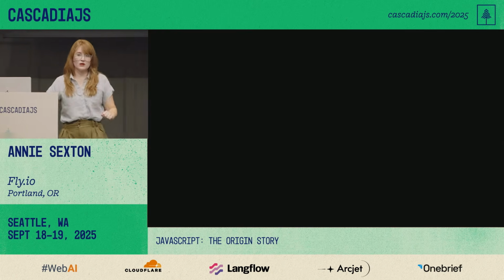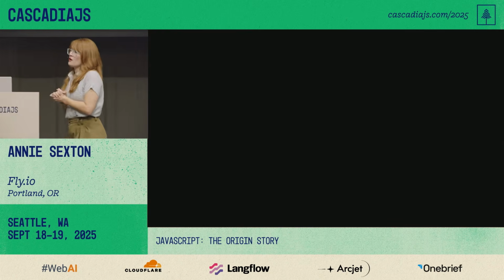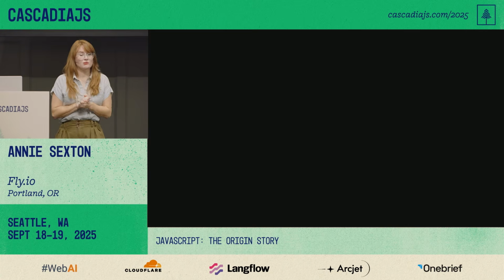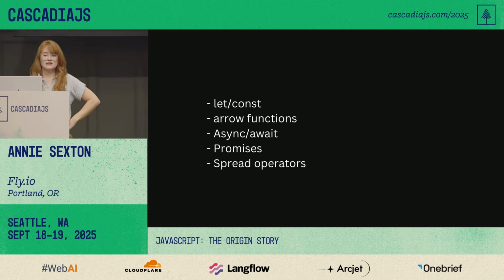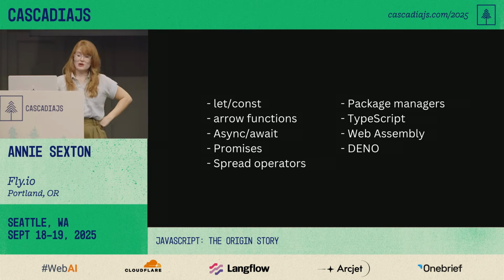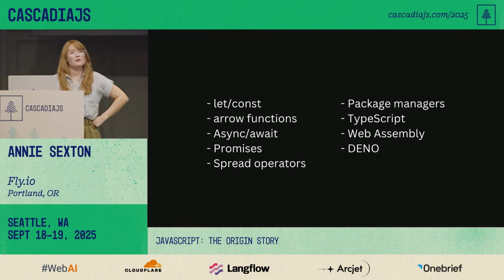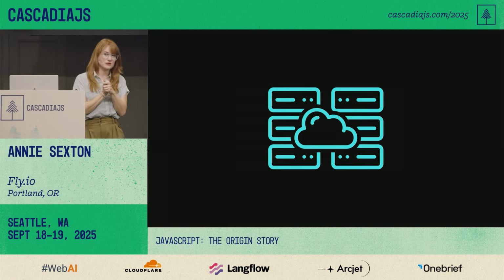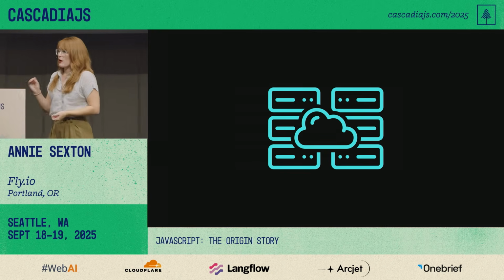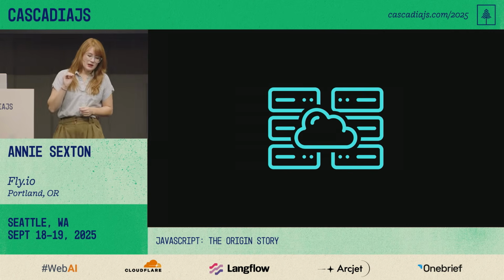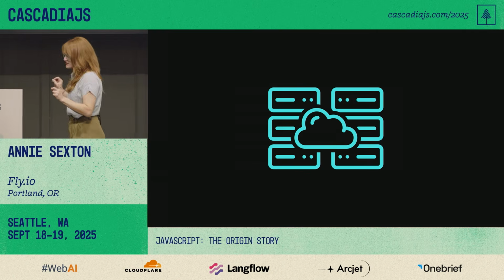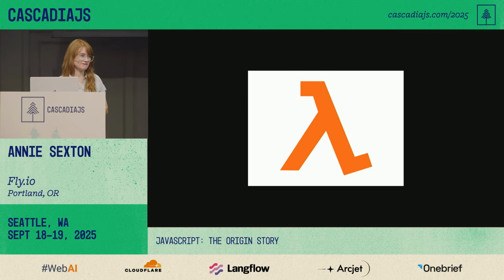Now, between 2015 and 2020, we're getting close to the modern era, we saw a lot of modernization. And frankly, I don't have time to go into every single one of them, so we're just going to list them off. Ready? Here we go. We got let const, arrow functions, async await, promises, spread operators. She's a spread operator. Package managers, TypeScript, WebAssembly, Deno. But I think the most impactful changes that we saw during this time were not to the language itself or any framework, but rather JavaScript's involvement in a big change in how developers approached architecture. And of course, I'm talking about serverless functions.